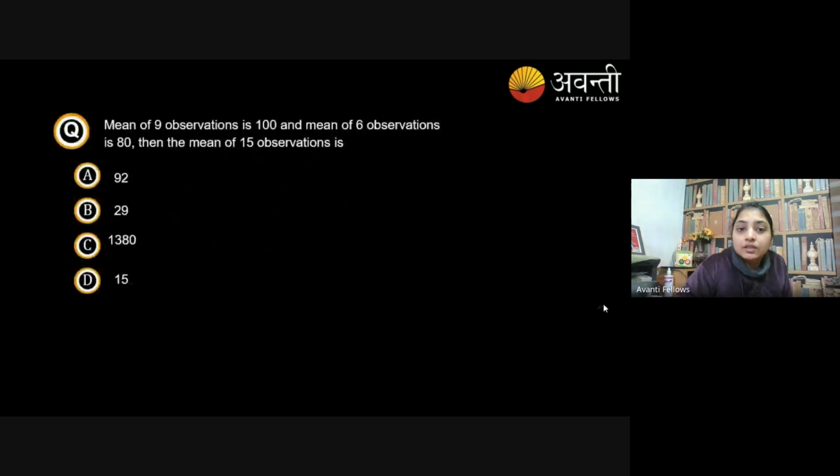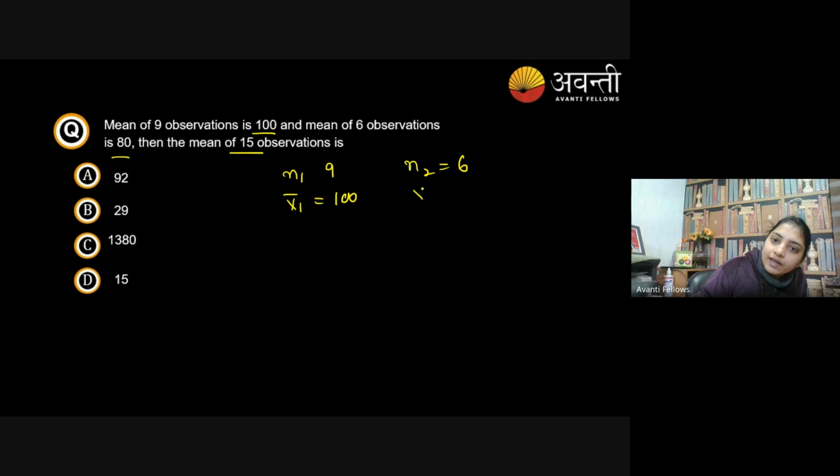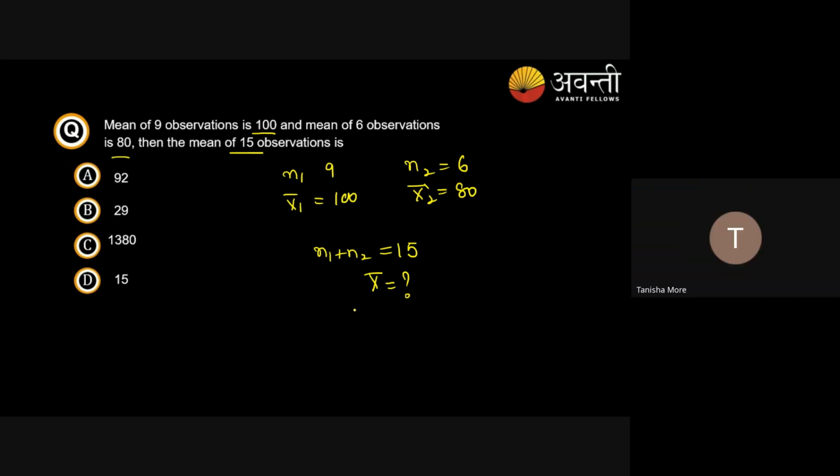Now, next. The question is: the mean of 9 observations is 100 and the mean of 6 observations is 80. So find the mean of 15 observations. N1 is given as 9, X1 mean is given as 100, right? Then N2 is given as 6 and X2 mean is given as 80. You need to calculate X. Are you ready? Yes, ma'am. Can anyone answer?